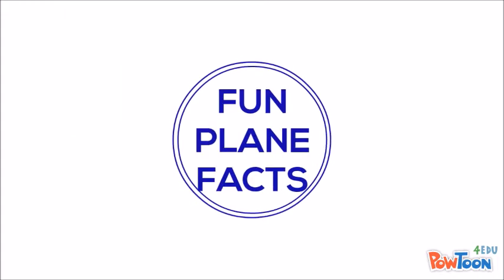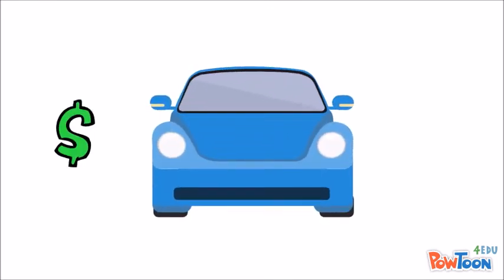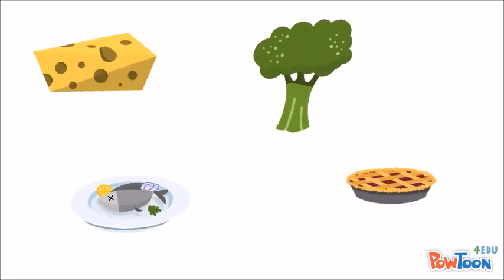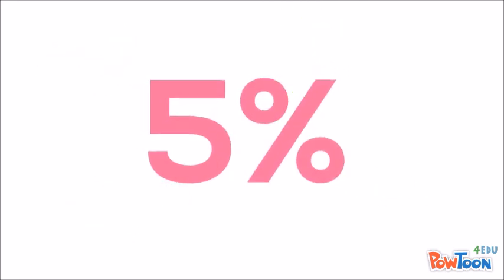To finish off, here are some fun plane facts. One windshield or window frame of a Boeing 747-400's cockpit costs as much as a BMW. Most pilots and co-pilots are not allowed to eat the same food to avoid food poisoning. And finally, only 5% of the world's population have been on a plane.